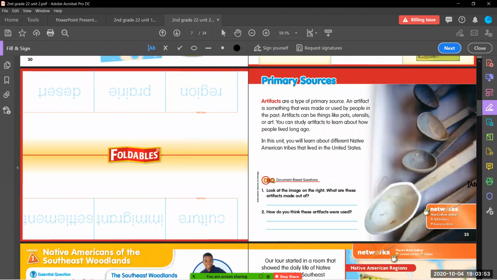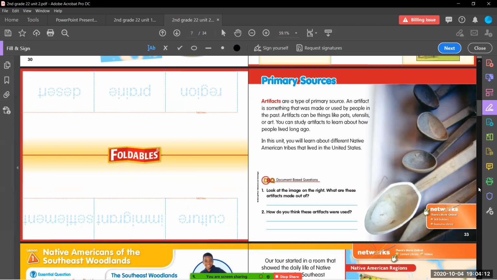Now, primary sources, again, are what you see or what you get from someone who was actually there when something happened. They didn't hear about it from a friend. They didn't read about it in a book. They were actually present. They were there. They saw it happen or they heard it happen with their own eyes and ears.